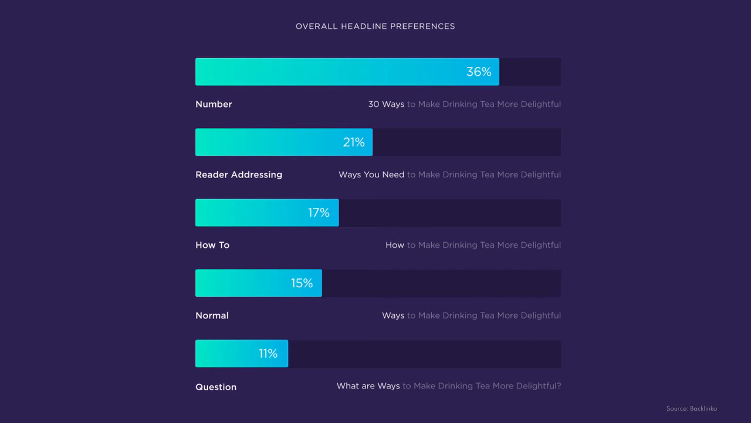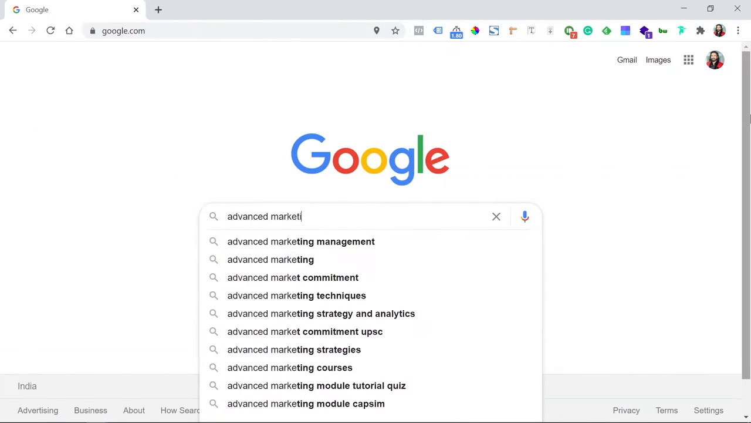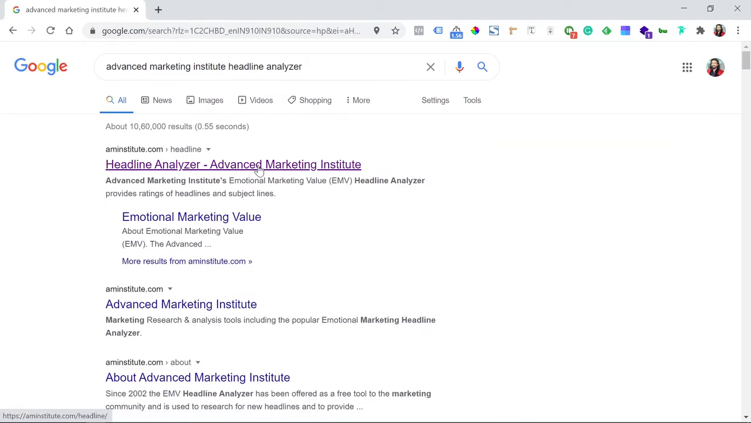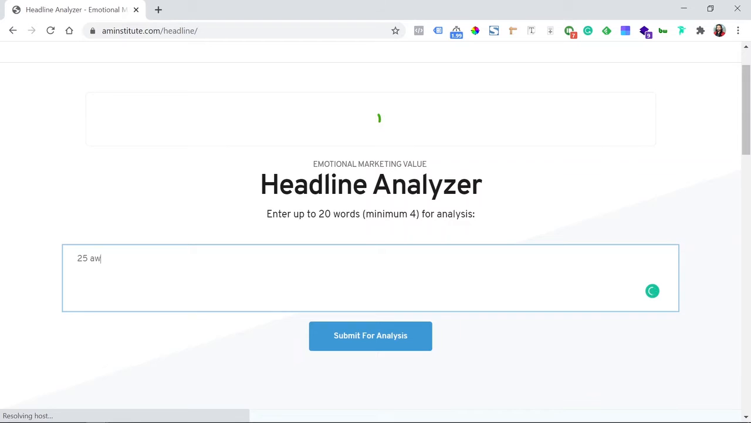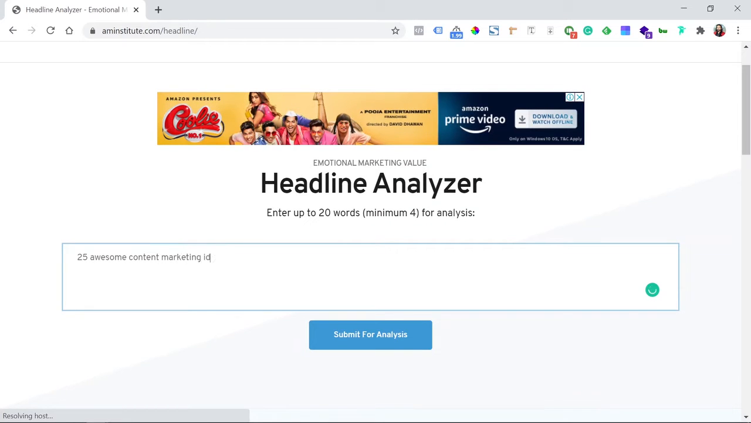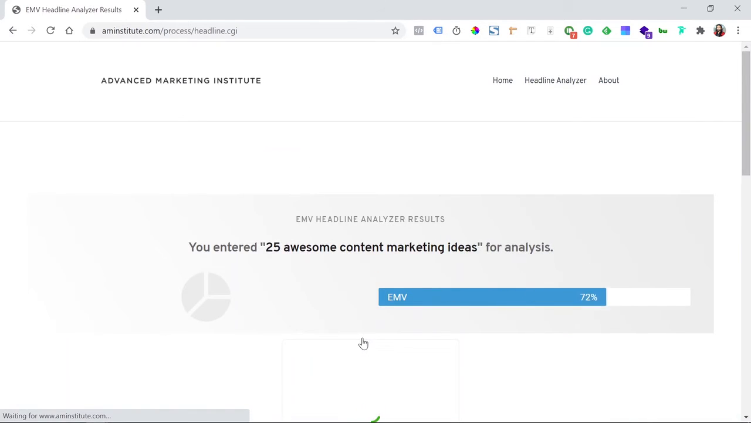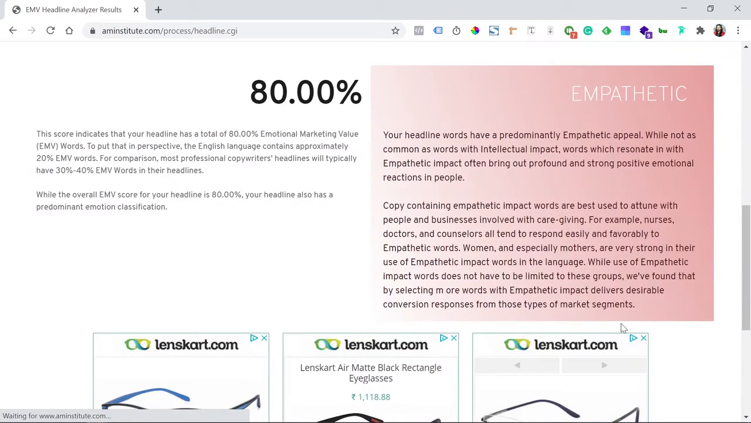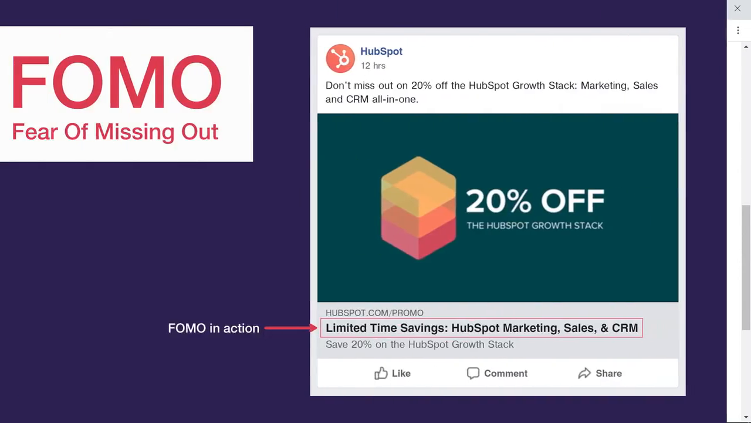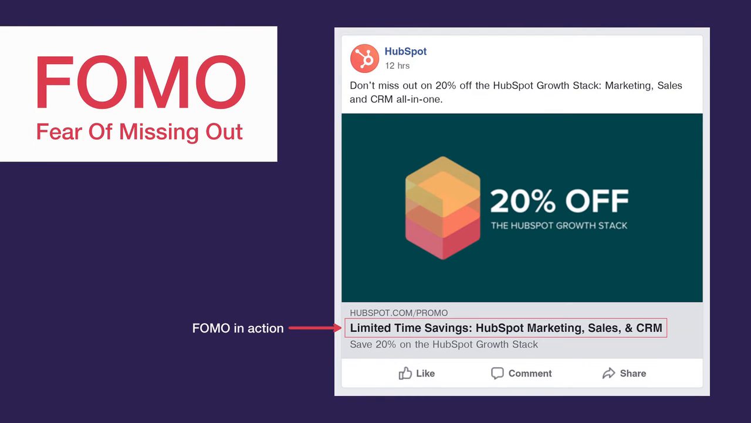You can use numbers in headlines. You can also address the reader or use how to headlines and question headlines. You can also create emotional headlines by adding emotionally charged words in the headline like crazy, now, fast, mistake, new, breakthrough, amazing, awesome.